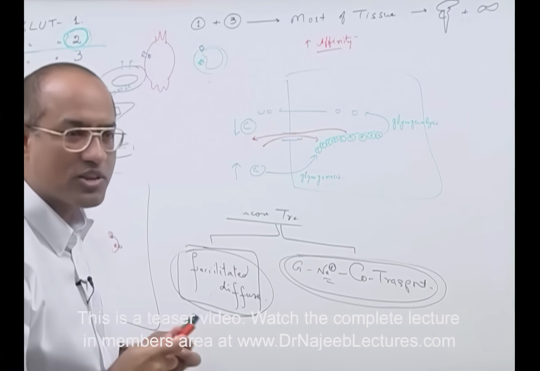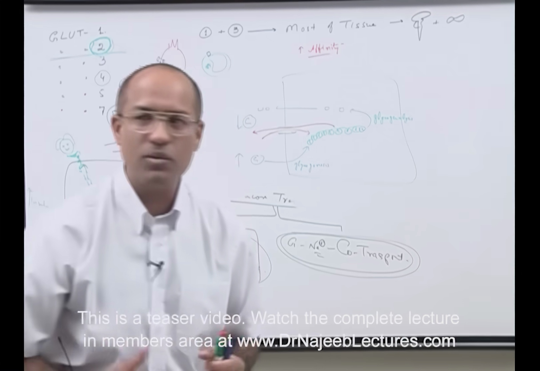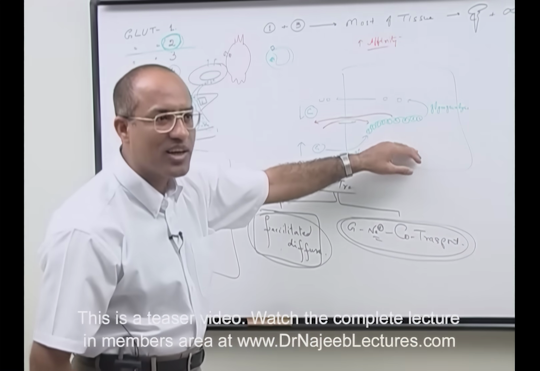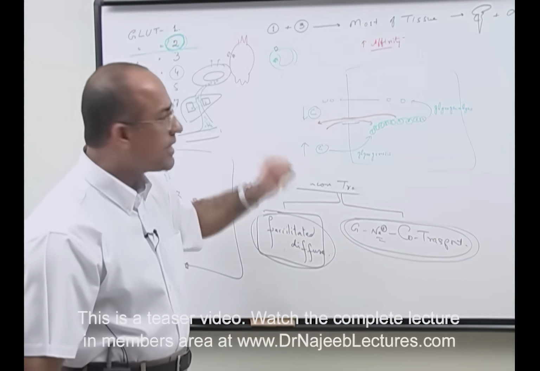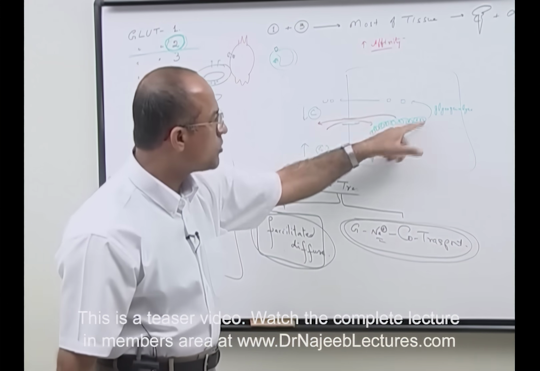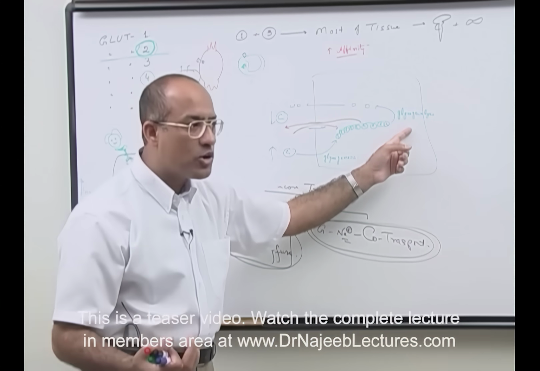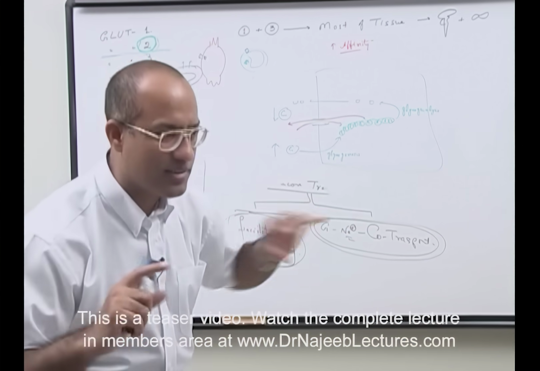So glucose transporters which are type 2, they should be present in which cells? Liver cells, which is our glucose bank. When glucose is more, we deposit glucose there. And when we are deficient in glucose, we get the glucose from there. This process in which glycogen is broken down into glucose is called glycogenolysis.